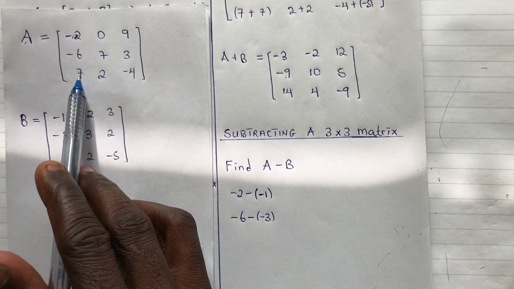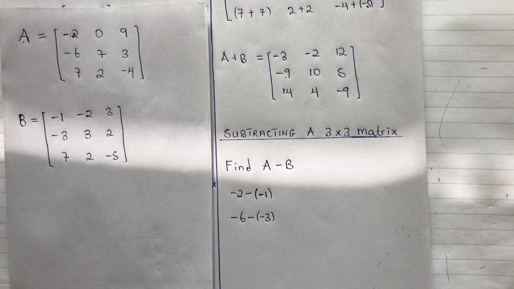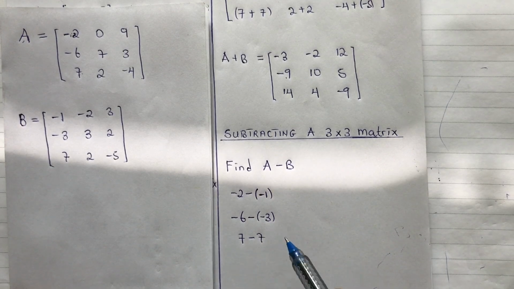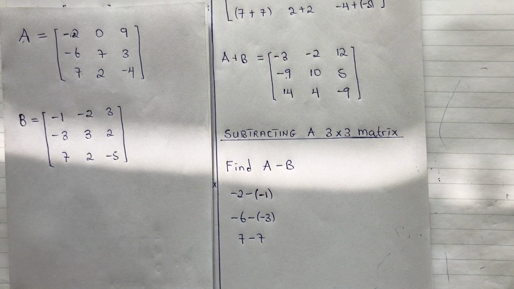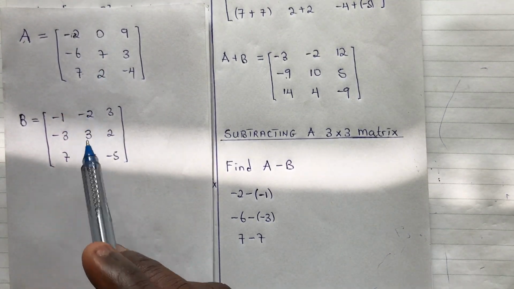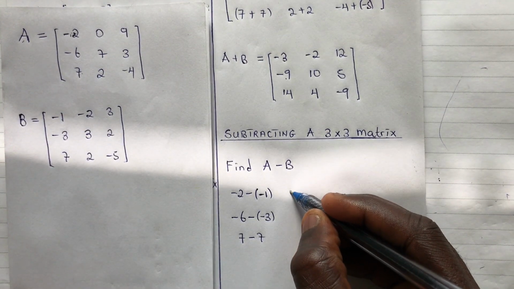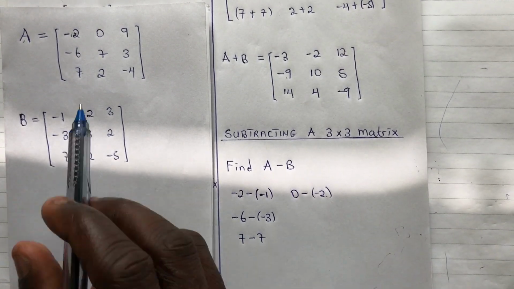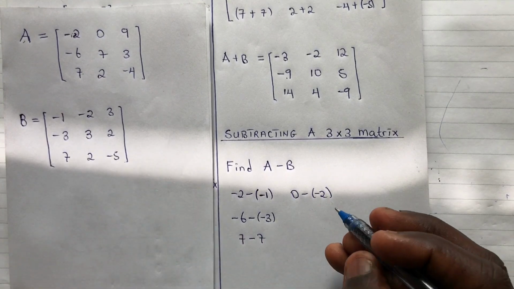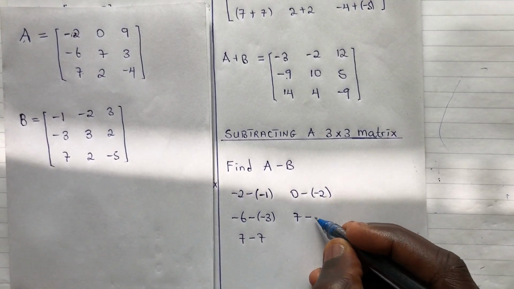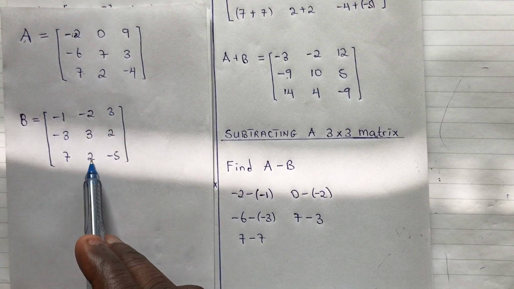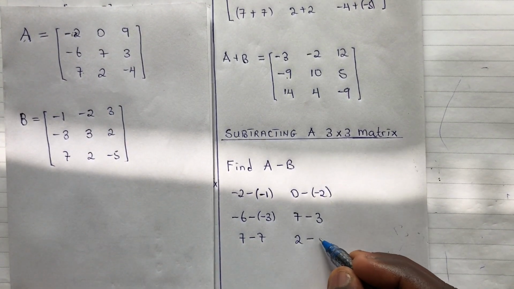Then we have 7 minus 7. For this one, they are positive values. So we have 7 minus what? 7. There's no need to put the 7 in brackets. This is already a positive number. Then we move on to the next. 0 minus 2. Then the next is 7 and 3. So 7 minus 3. Then we have 2 minus 2.